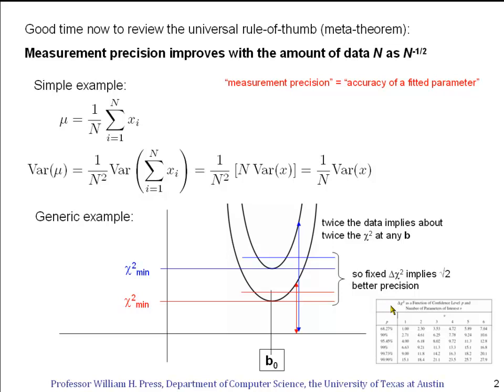If you recall, we had in a previous segment this table. I know it's now reduced to so small as to be difficult to read, but this table showed how much change in chi-squared you needed to include a certain fraction, probability 95%, of the probability for the fitted parameters B0.